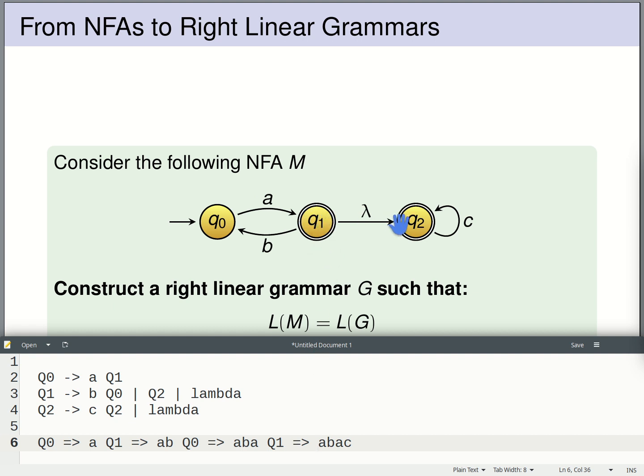Then we take this lambda transition, which corresponds to the rule where Q1 can be rewritten to Q2 without producing anything. So we have A, B, A, Q2. From Q2, we derive C and we remain in Q2. That corresponds to this rule, Q2 rewrites to C, Q2. So we have A, B, A, C, Q2. And now finally, Q2 can accept. So we have a rule Q2 rewrites to lambda, and we get A, B, A, C derived by our grammar.